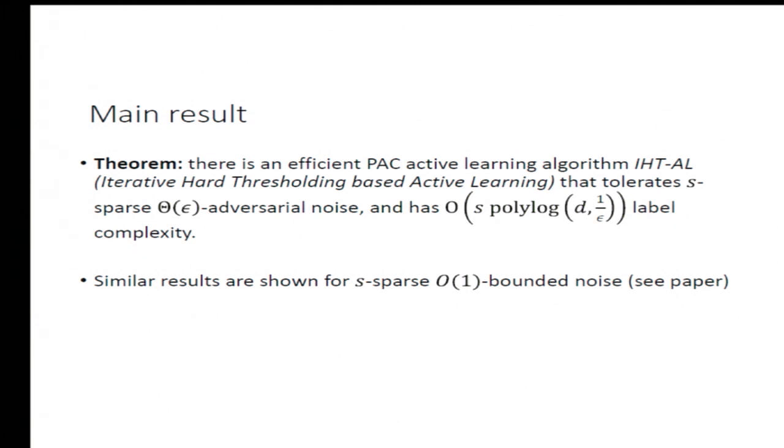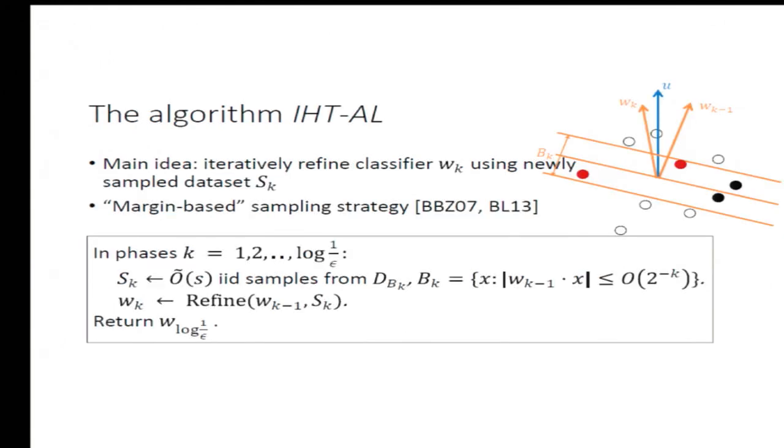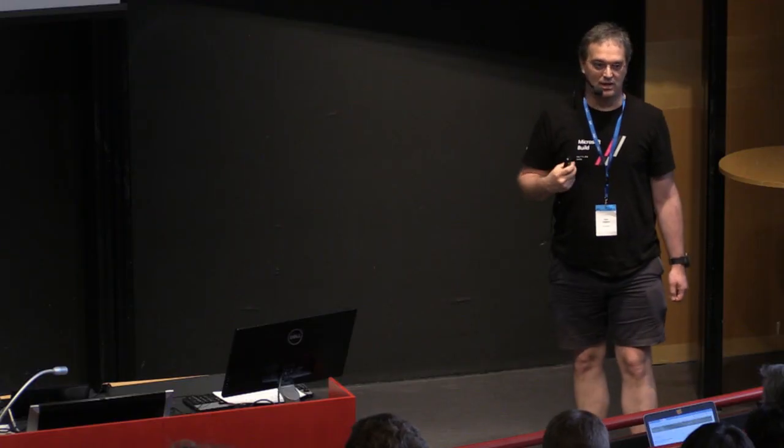There's an efficient PAC active learning algorithm, which I'll go through in a moment, that tolerates some amount of adversarial noise and has an O of s polylog d 1 over epsilon label complexity. There's a slight variation for bounded noise, which is more noise but less adversarial. I'll give you the algorithm outline. It's actually a pretty simple algorithm.